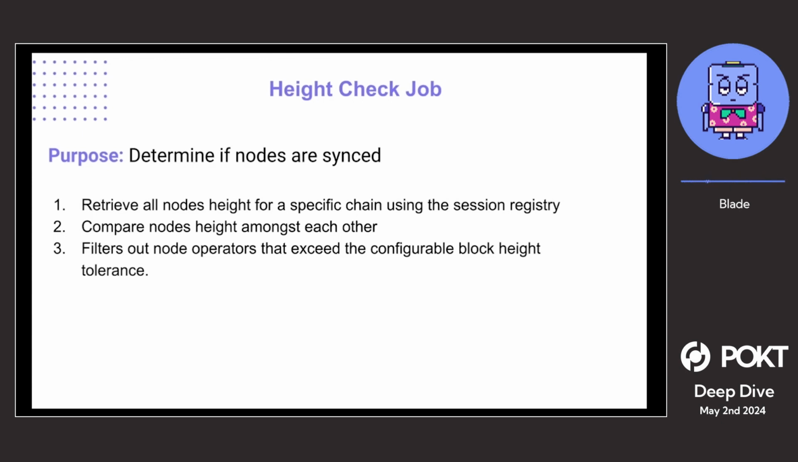But as well, we do some advanced filtering by calculating the z-score. We calculate the z-score to determine, for example, if there's an anomalous node that returns a block height of like 4 billion, then we'll filter those out.